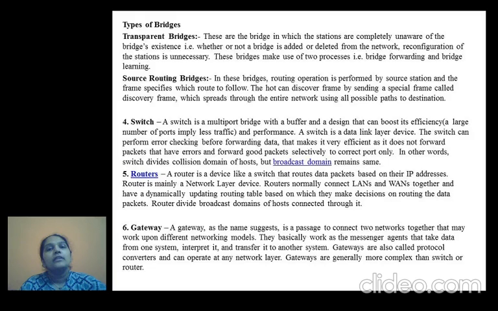Next device is the switch. A switch is a multi-port device. A switch works on the data link layer. Next thing, a switch is more efficient. A large number of ports are used to attach, compared to a bridge. A bridge has only two ports. Switches have multiple ports.